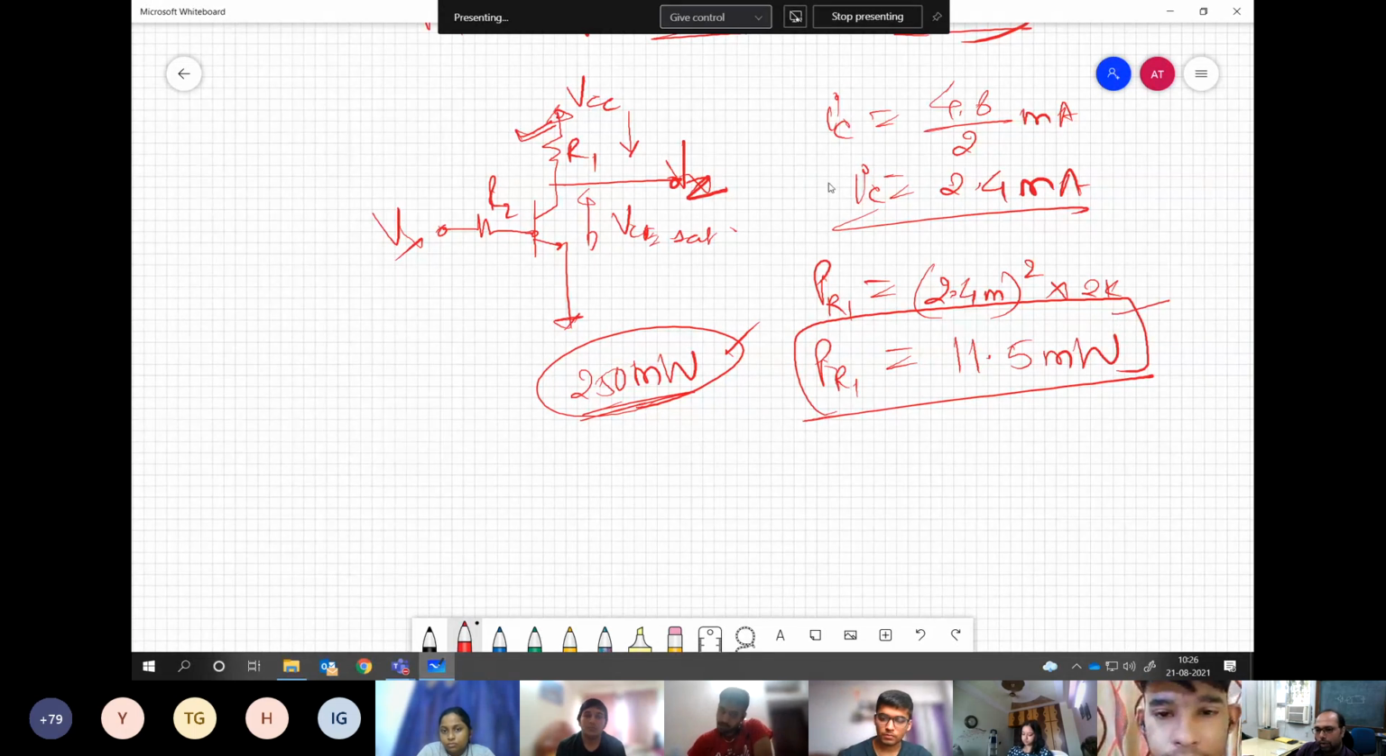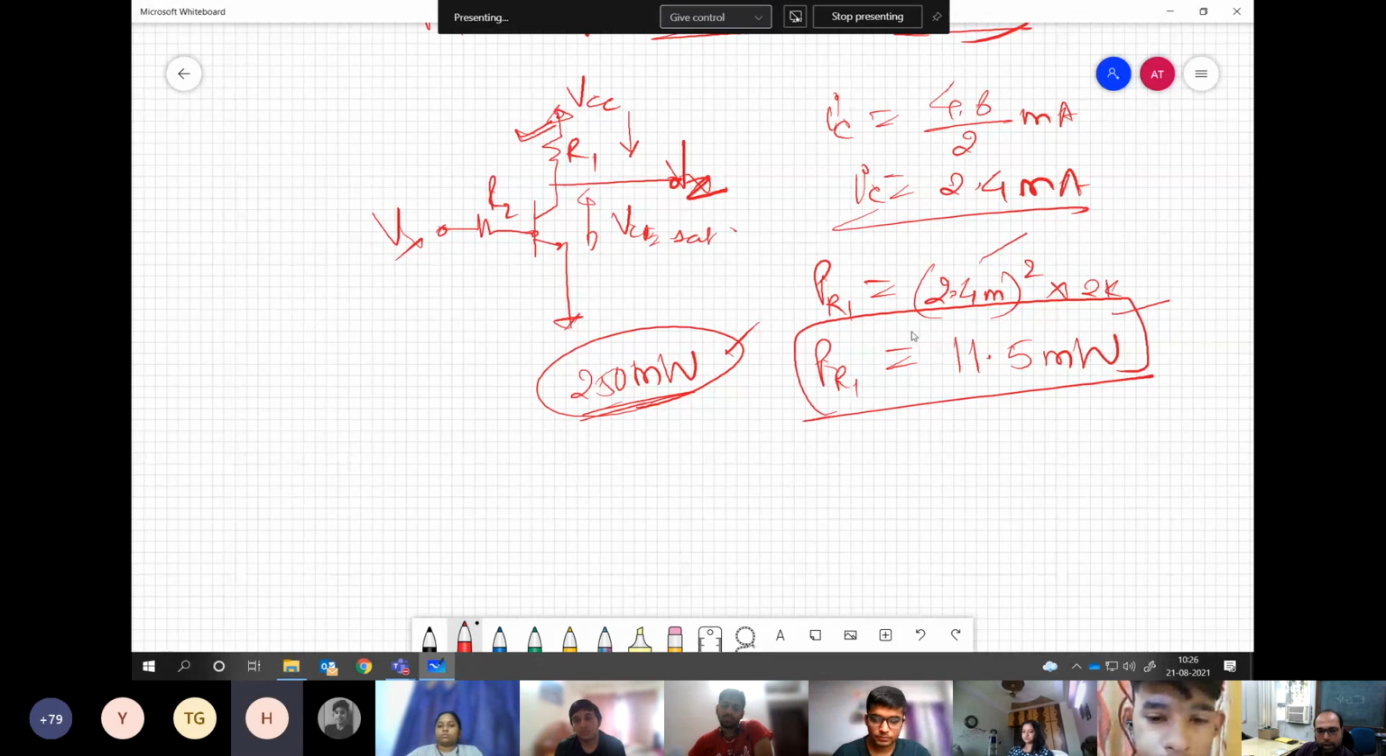Anything few kilo ohm could be good. You can choose 10 kilo ohm as well. So you need to compute corresponding to 10 kilo ohm what current you are getting. So this is fine. And obviously this R1 is insignificant compared to this cutoff resistance of transistor.